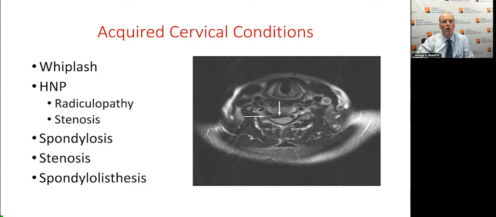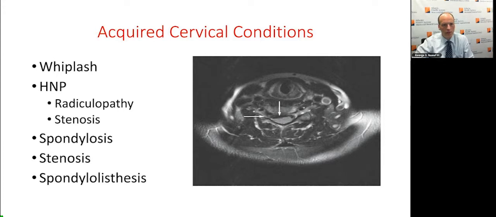So in terms of when I think about acquired cervical conditions, they range from whiplash to spondylosis. I will talk about whiplash, disc herniations, or abbreviated here HMPs, that can cause radiculopathy, pinched nerve, or can cause stenosis. Spondylosis or osteoarthritis, spinal stenosis, and then instability of spine, whether it's spondylosis or scoliosis.